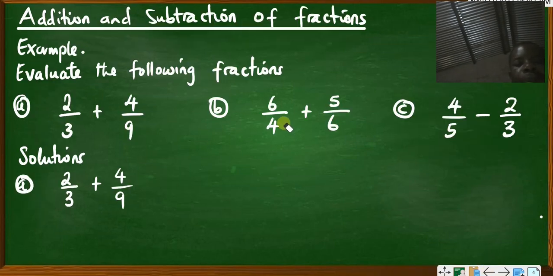I'm explaining because I need to build you in mathematics so that you'll be able to pass mathematics. Then we come to B. B is 6 over 4, then 5 over 6.